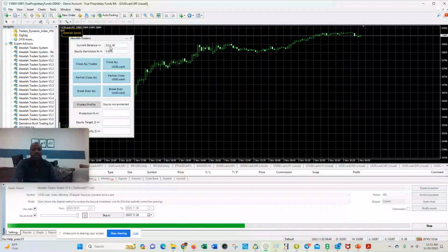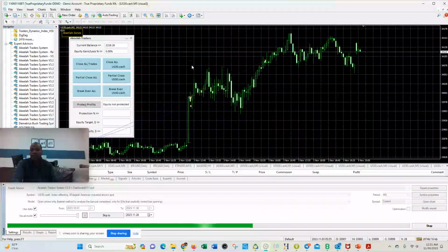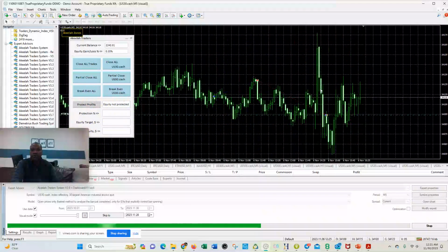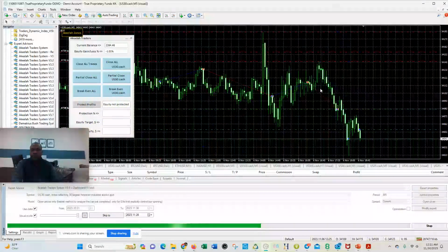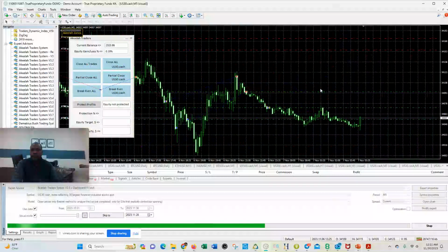Still hovering around 22. And sometimes our system has sense enough to just not trade at all. If you see a lot of these times where it's just blank, there's nothing going on, it's the system saying, you know what, it's too much confusion going on right now. I'm not taking any trades.